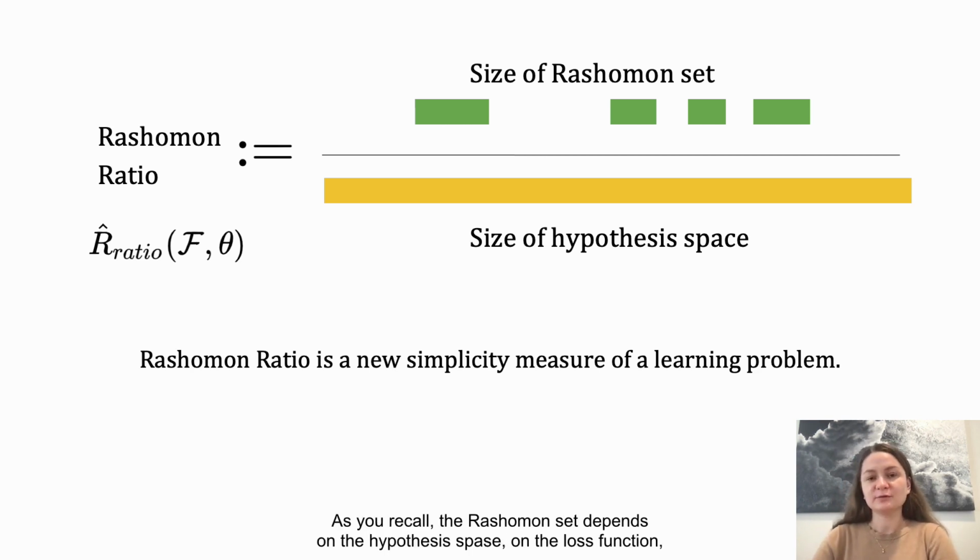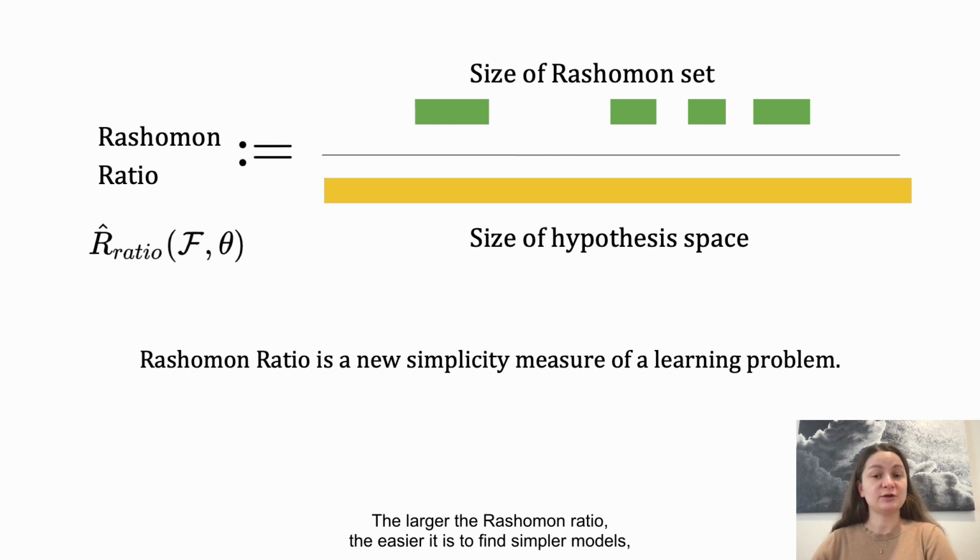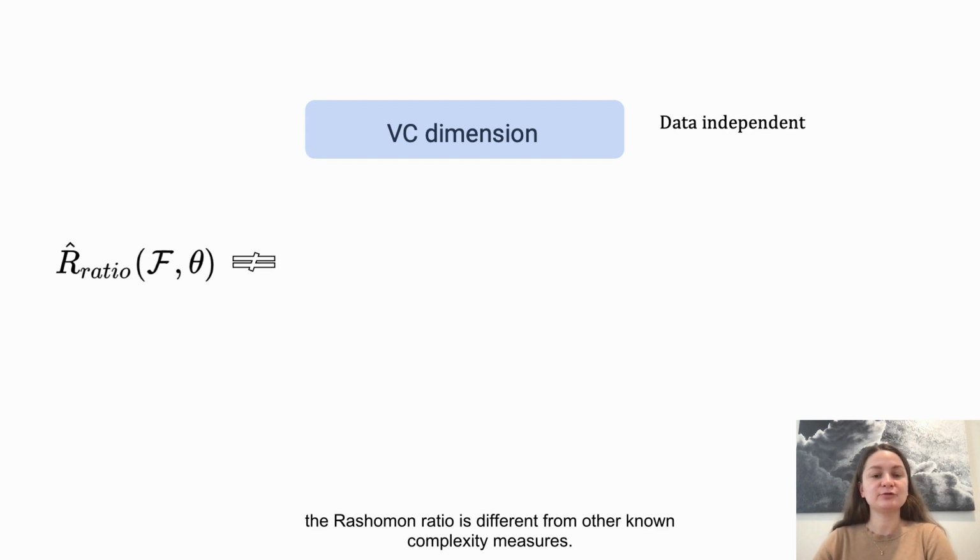As you recall, the Rashomon set depends on the hypothesis space, on the loss function, on the Rashomon parameter, and on the data set. Thus, the Rashomon ratio is a way to measure how complex or simple our learning problem is. In fact, it is a simplicity measure of a learning problem. The larger the Rashomon ratio, the easier it is to find similar models, because the Rashomon set contains more good models.